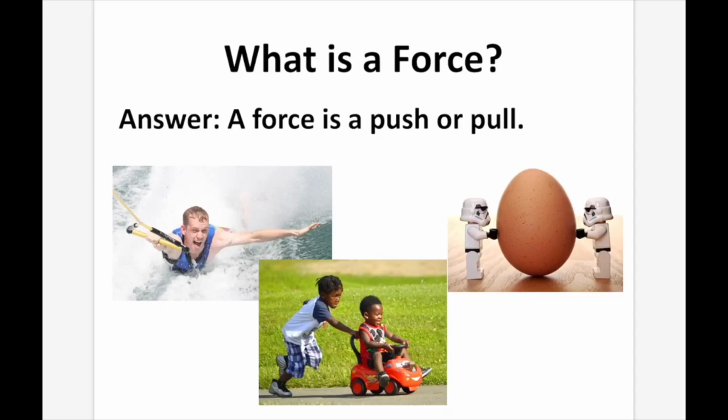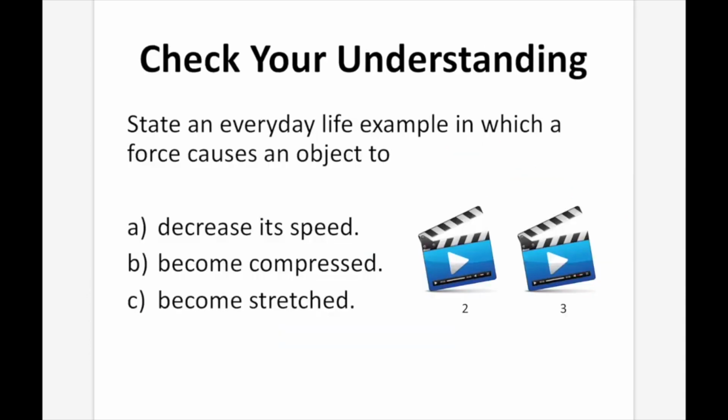Now, what is a force? Well, in essence, a force is simply a push or a pull. Sometimes this push or pull results in acceleration, sometimes it doesn't. We need to have a net force to have motion, but a force is simply the push or the pull applied to an object.